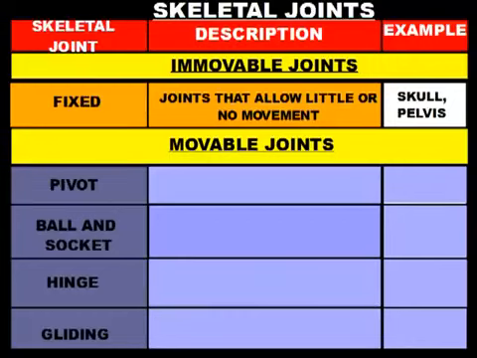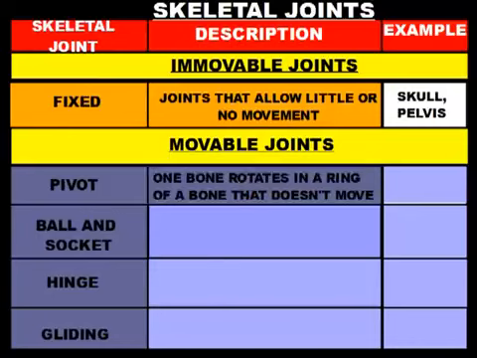For the first joint we're going to talk about, it's called a pivot joint. A pivot joint is one bone that rotates in a ring of another bone that doesn't move. You can find pivot joints in a couple of places. You can find them in your neck, which allows your skull to pivot left to right, and also in your forearm. So let's take a look at a pivot joint in your forearm.